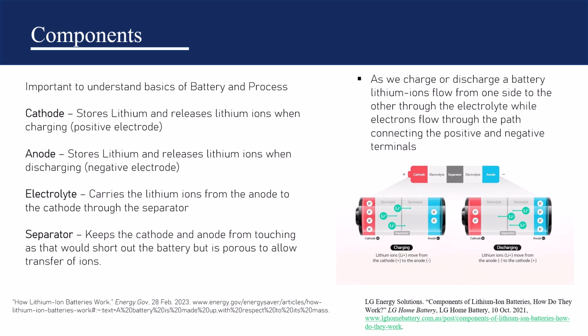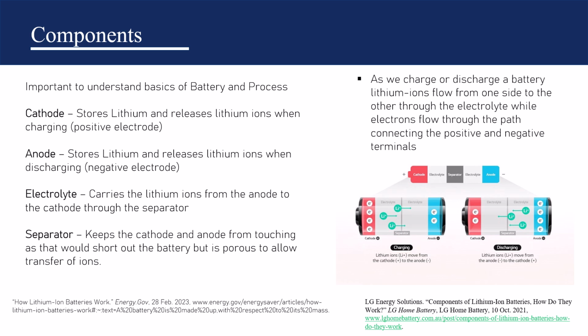To start off, we think it's important to understand some of the basics when it comes to a battery, such as the components and the process. So, the four main components of a battery are classified as the cathode, anode, electrolyte, and separator. The cathode, often regarded as the positive electrode, stores the lithium and releases the lithium ions when charging. The anode, often considered the negative electrode, stores lithium and releases lithium ions when discharging.